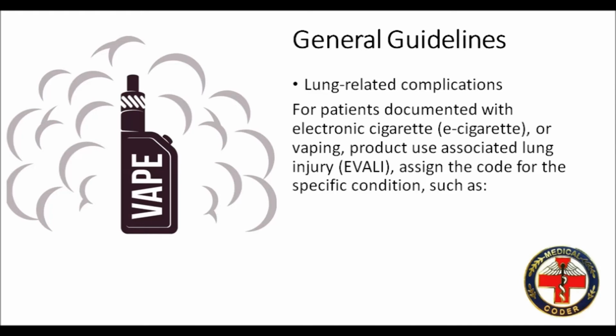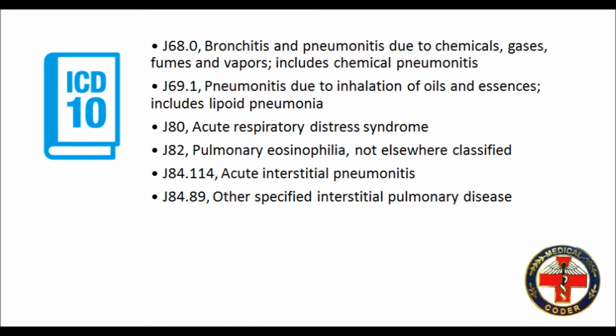code for the specific condition, such as J68.0, bronchitis and pneumonitis due to chemicals, gases, fumes and vapors, includes chemical pneumonitis. J69.1, pneumonitis due to inhalation of oils and essences, includes lipoid pneumonia. J80, acute respiratory distress syndrome. J82, pulmonary eosinophilia, not elsewhere classified. J84.114, acute interstitial pneumonitis. J84.89, other specified interstitial pulmonary disease.